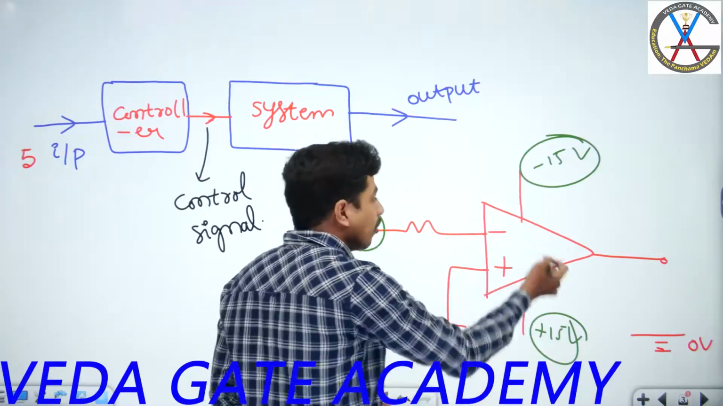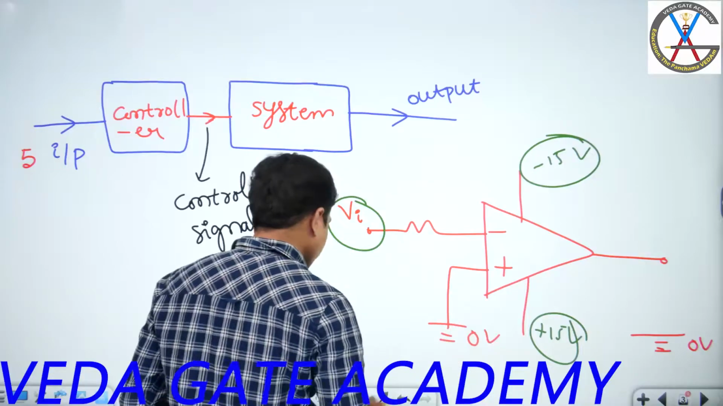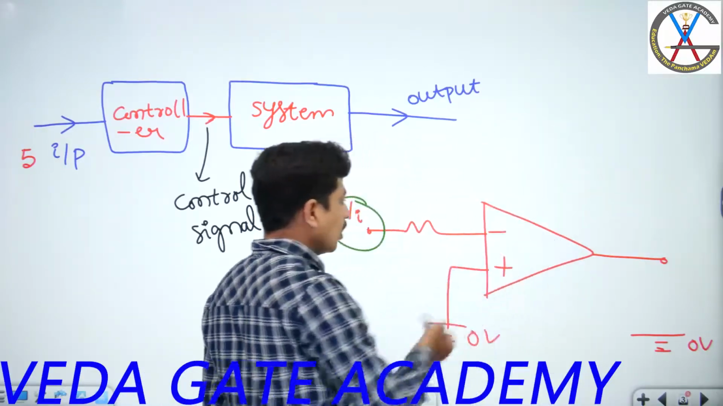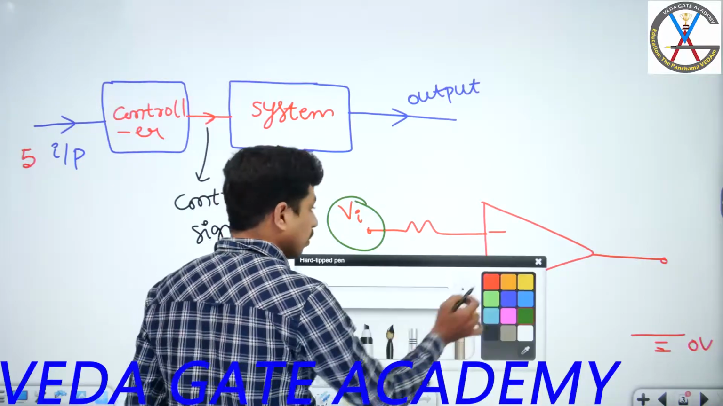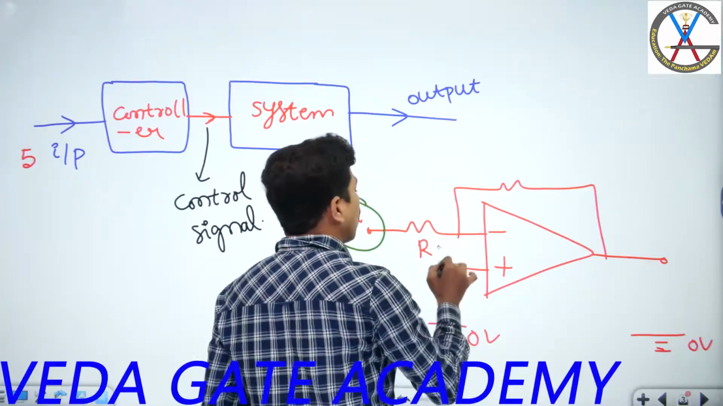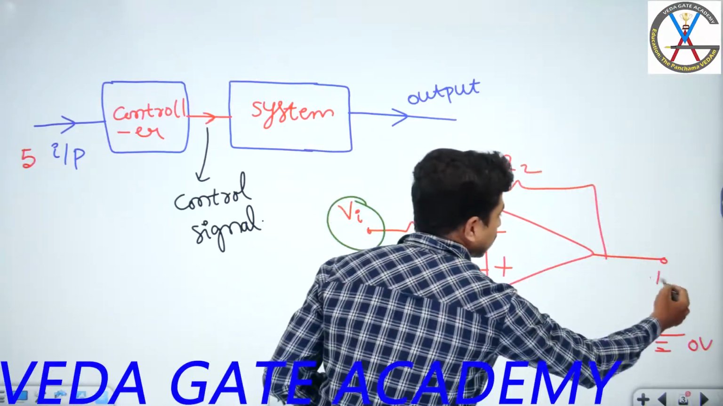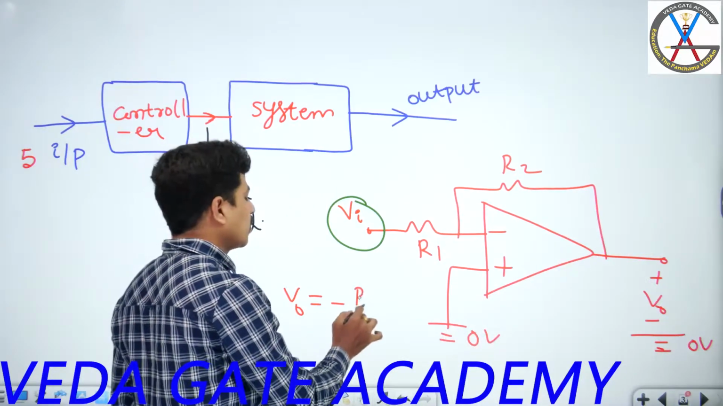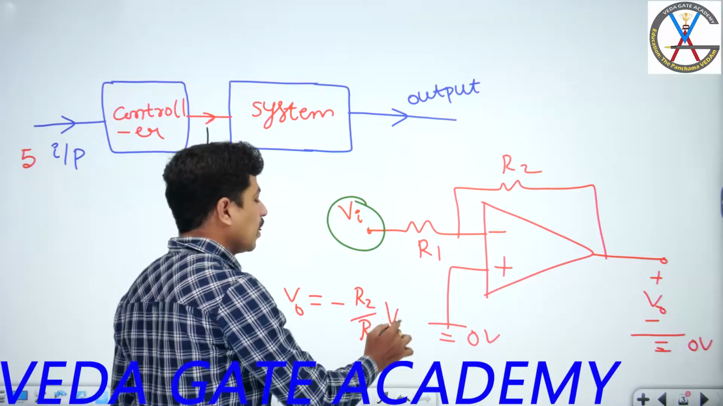So we will not show this in our circuits. Most of the times we will not show these things. I'll connect like this. I'll connect one more resistor here, and one more resistor here. I'll say this is R1, this is R2, and I call this one V0. If I ask you what is V0, what will you say? Minus R2 by R1 into Vi, you say.